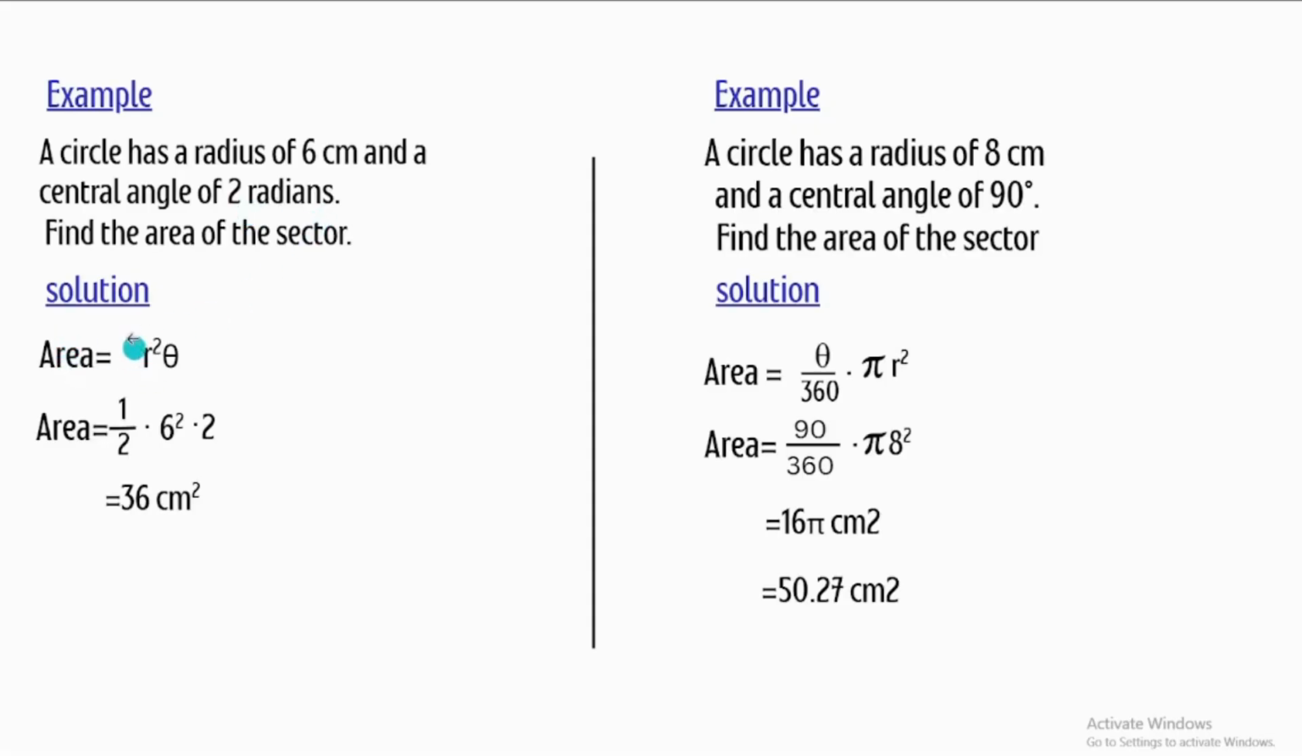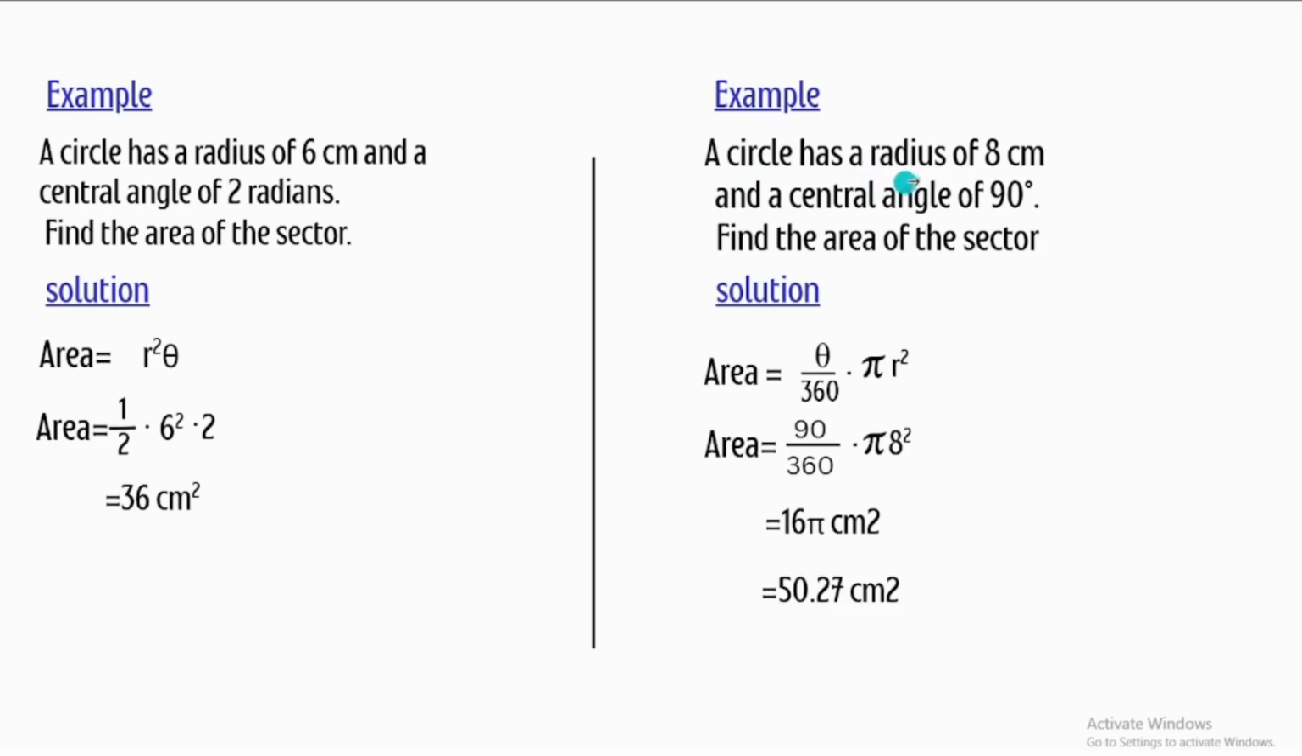The area is half r squared theta. So half times the radius squared times the angle in radians. Sometimes they give you the angle in degrees, and you have to convert it to radians. You have to use the radian angle in this formula. This becomes equal to 36 centimeters.